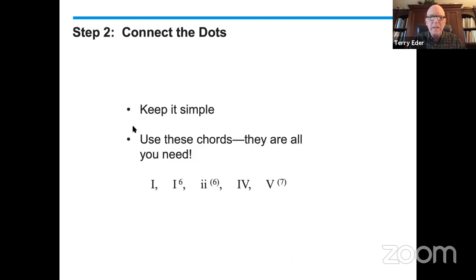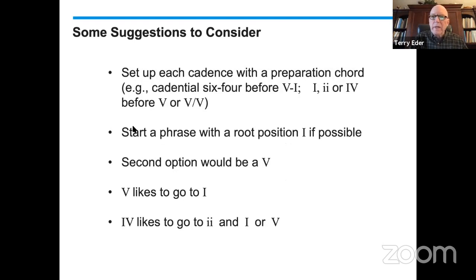We want to keep this simple, and we want to use those chords, primarily the primary triads, 1s, 4s, and 5s. You can see you might want a 2. And in fact, in this exercise we're going to do, I did use a 2, and you'll see. So set each cadence up with a preparation chord. For instance, a cadential 6-4 before 5 to 1, a 1, 2, or 4 before a 5, or a 5 of 5 in this case.